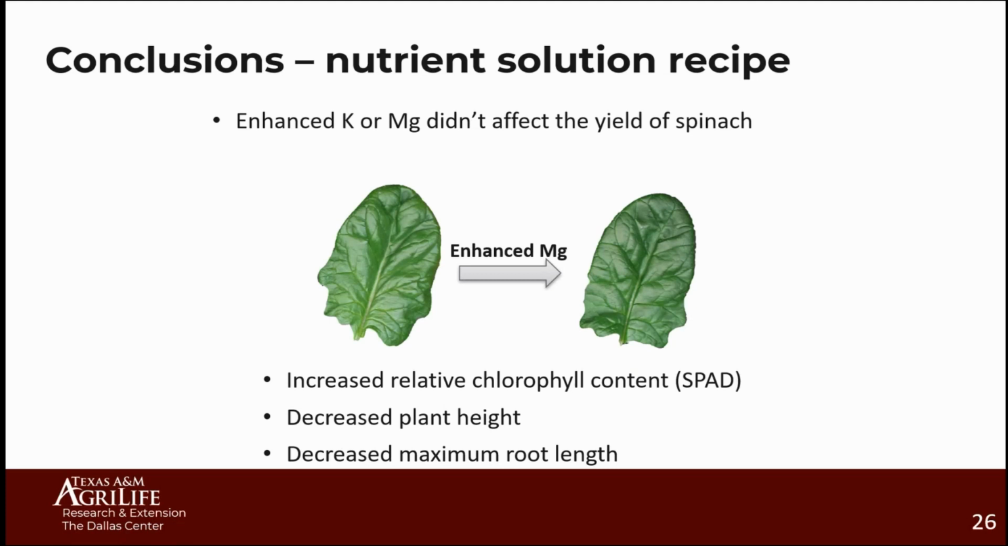And for another part, we are very interested in the nutrient solution recipe in this study. So for the enhanced potassium or magnesium, we didn't find it affected the yield of spinach. However, the enhanced magnesium can increase the relative chlorophyll content. It makes the leaves look greener, darker green. However, the enhanced magnesium also decreased the plant height and maximum root length.